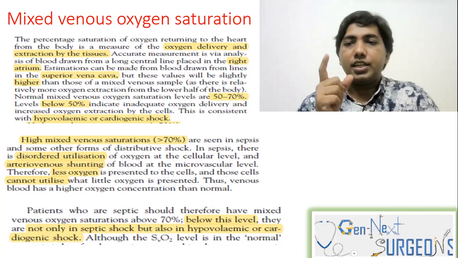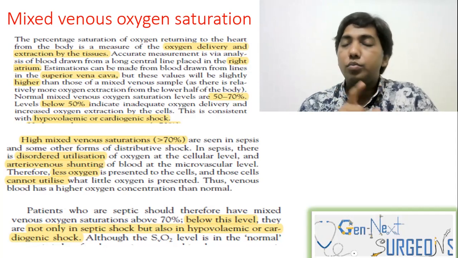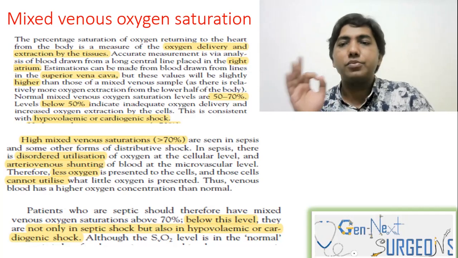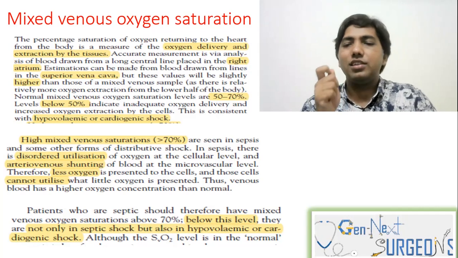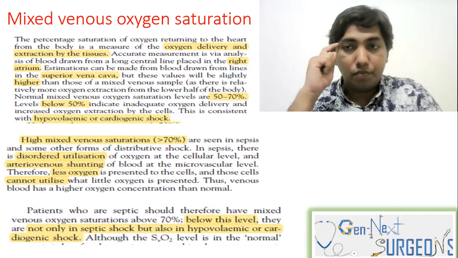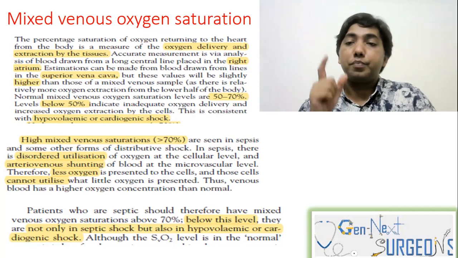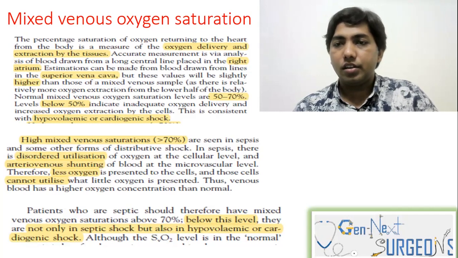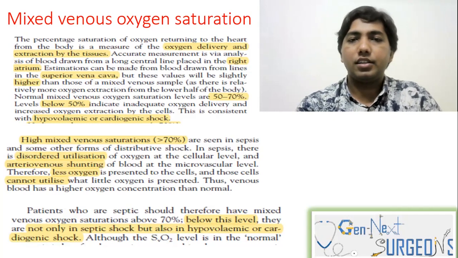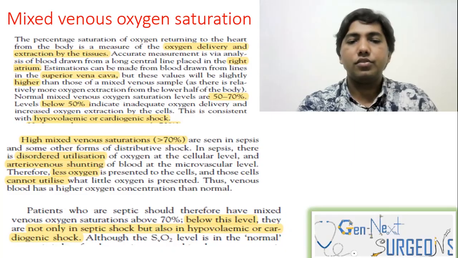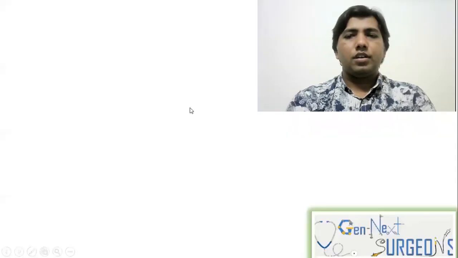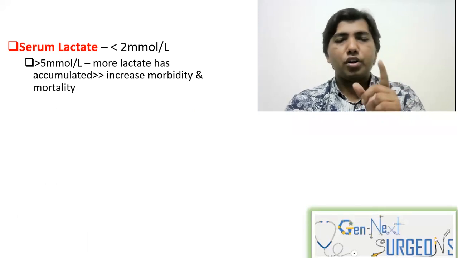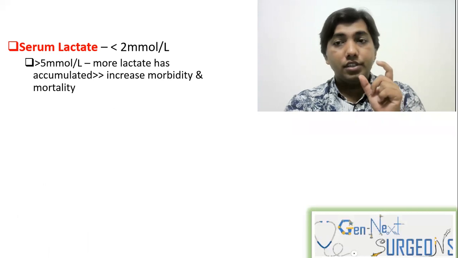Look at this. We have stated that in septic shock, that level will be more than 70%. But if the patient has features of sepsis but the saturation is less than 70%, then you need to think that the patient has hypovolemic or cardiogenic shock along with septic shock. I think that is very important for you guys. After that, another important one is serum lactate. That is also a component of the end point of resuscitation.